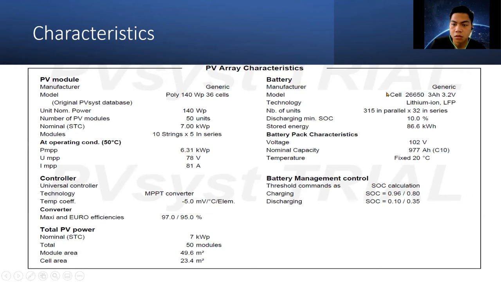Next we go for the battery. Also we choose the generic type, cells 26650, 3 Ah and 3.2 volt, lithium ion type. Since it has a small value, we need a very large number of units, which is 315 in parallel and 32 in series. So the stored energy that we can get is 86.6 kWh.